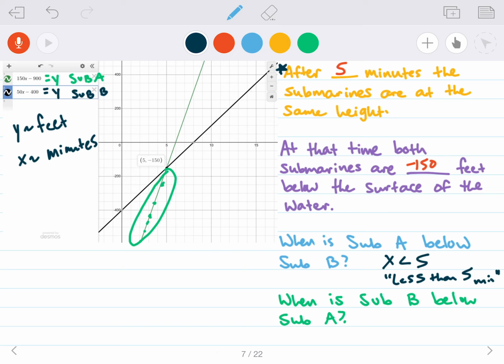All right, and then when is sub b below sub a? So sub b is the black line. We can see that sub b is below sub a when x is actually bigger than 5. Greater than 5 minutes, so like at 10 minutes, the black line is below the green line. At 15 minutes, the black line is below the green line. So any time where our minutes are greater than 5, sub b is below sub a.